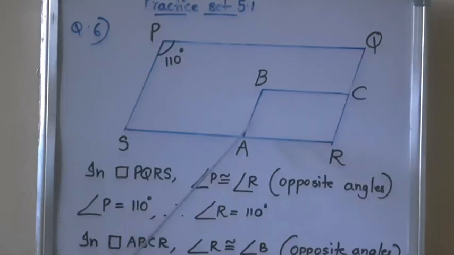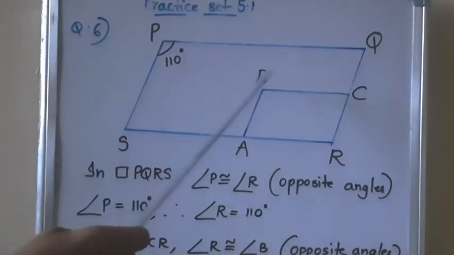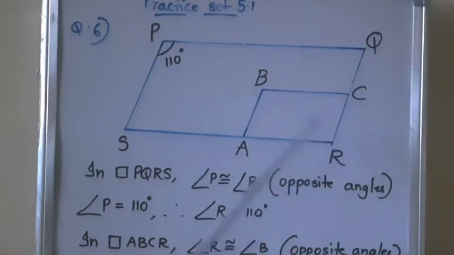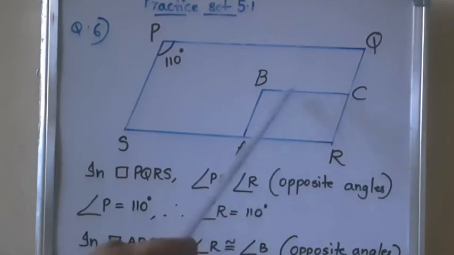If you are taking parallelogram ABCR, in ABCR also angle R is equal to 110 degree. Therefore we know angle B and angle R are the opposite angles of parallelogram ABCR. If angle R is 110 degree, then angle B also will be equal to 110 degree.